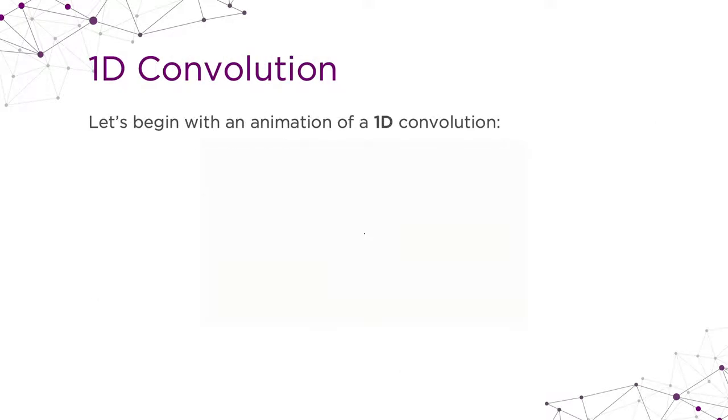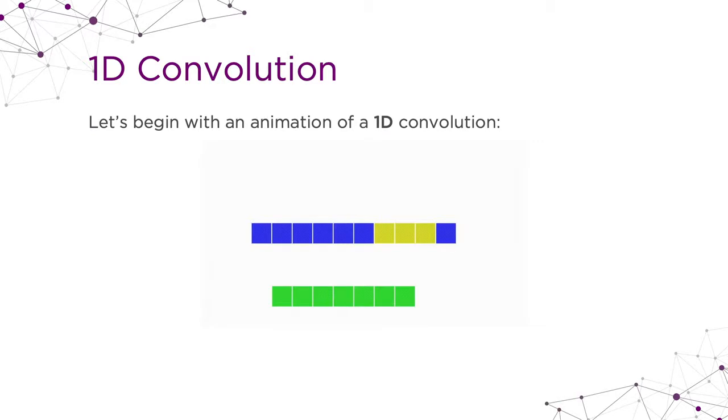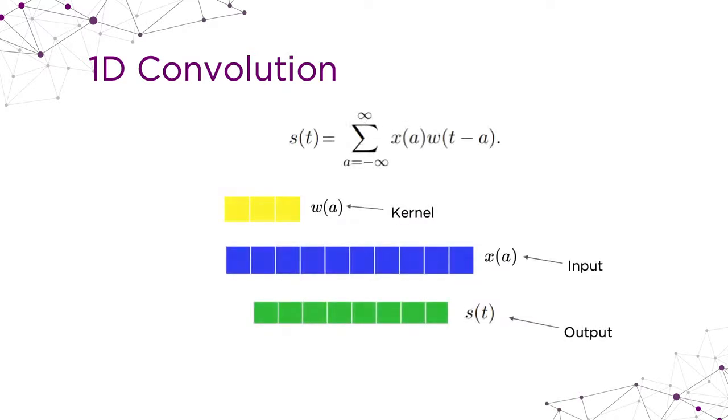So let's start with an animation of a 1D convolution. So here we have our one-dimensional convolution. We have our filter, our kernel in yellow, that slides over our signal in blue and gives us our output in green. So let's look at it one more time. We have the kernel in yellow, slides over our input in blue, and gives us our output in green. Let's take this step by step. Here was our original equation. We now have the kernel in yellow, again, the input in blue, and our output, or our feature map, in green. And let's take a look at what's actually happening under the hood.